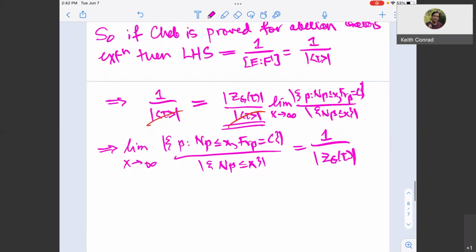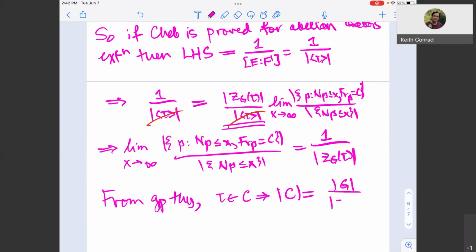We wanted something else. Well, from group theory, if you want to count the size of a conjugacy class, the size of the conjugacy class of an element, what's that equal to? It's the size of the group divided by the size of the centralizer. That's a theorem from group theory. And so therefore, 1 over the size of the centralizer is, in fact, exactly what we were hoping for.